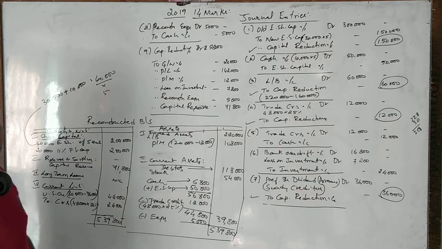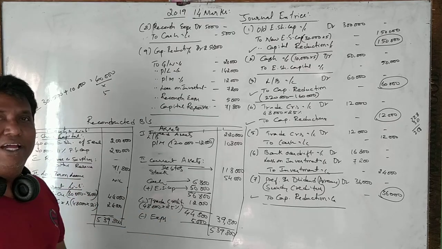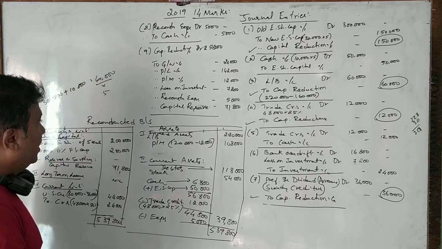So this is how we have to pass the entries and prepare a redrafted or reconstructed balance sheet. Hope all of you understood.